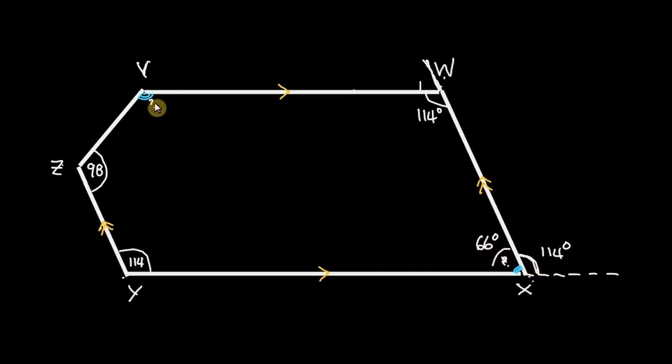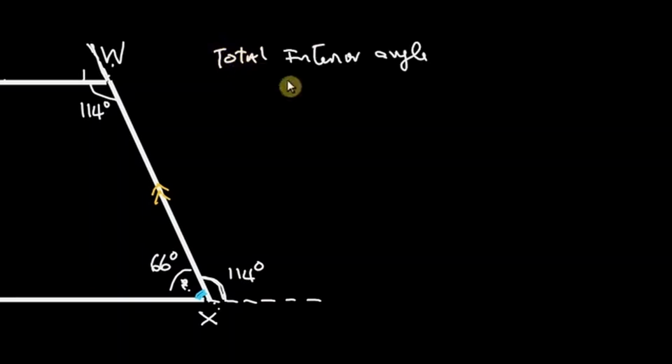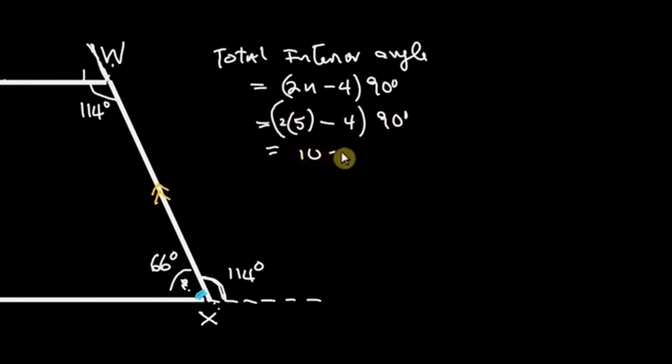Finally, we have only one unknown in a pentagon. The sum of the interior angles of a pentagon is equal to, so let's write total interior angle, and that's equal to 2n minus 4 times 90 degrees, also referred to as 2n minus 4 right angles. Since n for a pentagon is equal to 5, that's equal to 2 times 5 minus 4, and multiply all of that by 90 degrees. So we have 10 minus 4 times 90 degrees, or 6 times 90 degrees, which is equal to 540 degrees, the total interior angle of the pentagon.